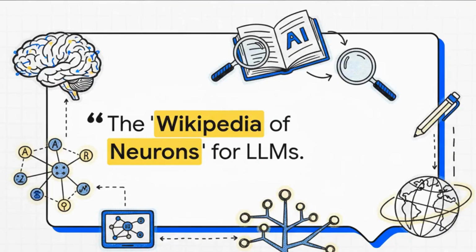Now, the core idea here is just so cool. The creators literally call it the Wikipedia of neurons for large language models. And it's such a powerful metaphor, right? It just perfectly captures the goal to create a shared, navigable resource for understanding AI from the inside out.